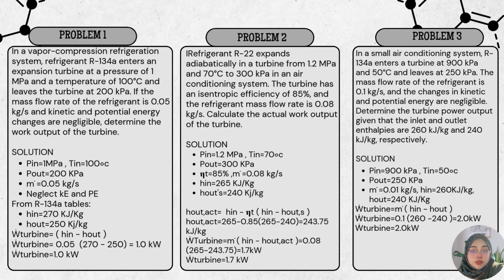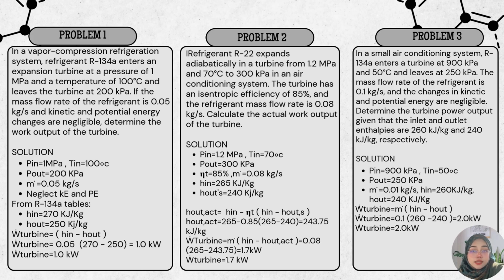Next, for problem number 2, refrigerant is expanded adiabatically in a turbine from 1.2 megapascal and 70 Celsius to 300 kilopascal in an air conditioning system. The turbine has an isentropic efficiency of 85% and the refrigerant mass flow rate is 0.08 kilogram per second. We need to calculate the actual work output of the turbine.